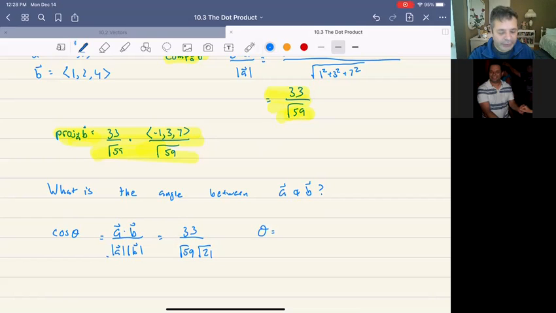So the angle between them is 33 divided by, I get 20.36 degrees. You could also make the argument that it's 159.64 degrees, but we usually just take it to be the one between 0 and 180. We don't worry about where it's pointing or not.